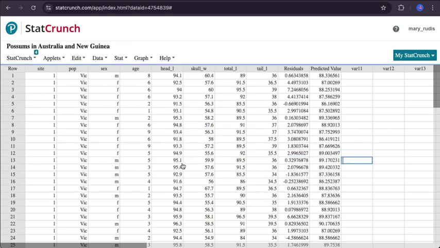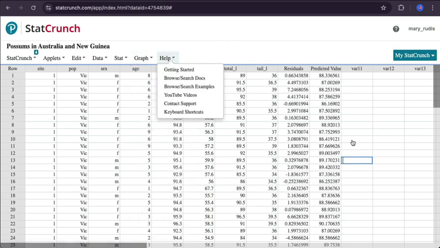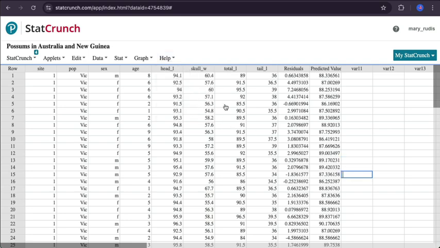But all of those things need to be performed if we want to be able to justify using just the head length of a possum to predict what its total length is. And you saw what the prediction equation was when we did the simple linear regression. So that concludes my video on how to use StatCrunch to determine if two variables are in fact correlated and what that correlation would be. Is there strong enough evidence to support that it's linear, and what would the linear model be?